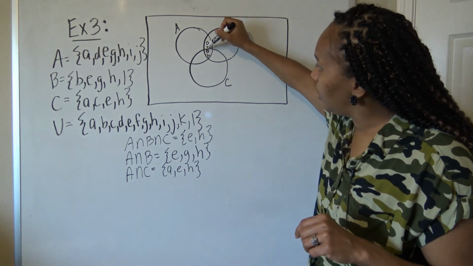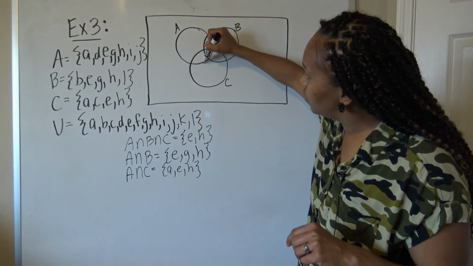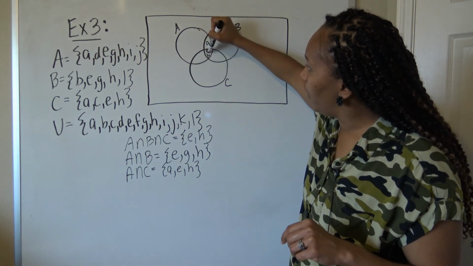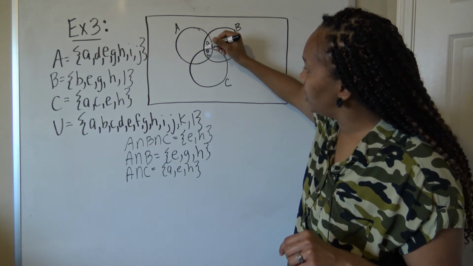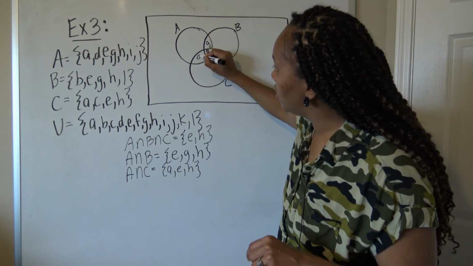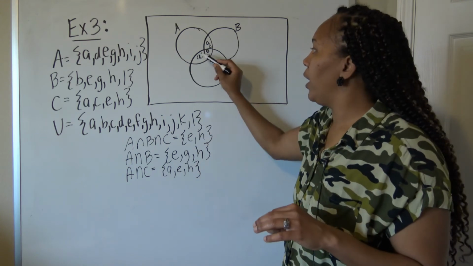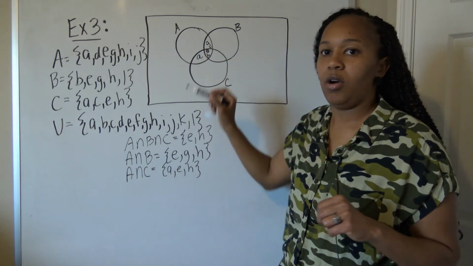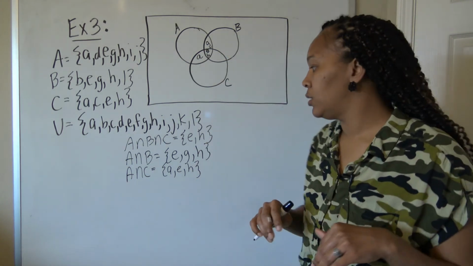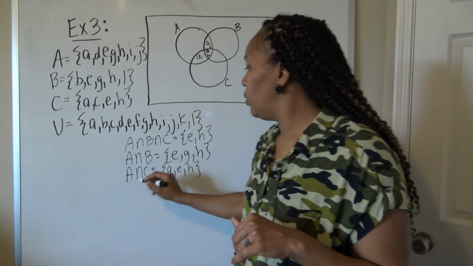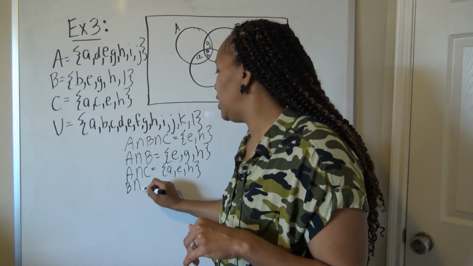If you look at the intersection of A and C, it is this region right here. You already have the E and H in there, so the only thing that's missing is the A. So the A will go in that part where A and C overlap, but it's not in the overlapping region of all 3 sets.